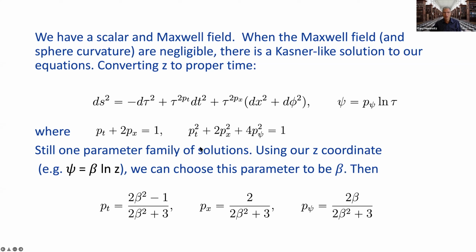We have a one-parameter family of solutions, and it's convenient to parameterize that with this parameter beta, which we see in our solution as simply the coefficient of the logarithmic growth of the scalar. In terms of beta, the exponents you see here, pt, px, and psi, can be given explicitly by these expressions. And these expressions satisfy the two conditions.